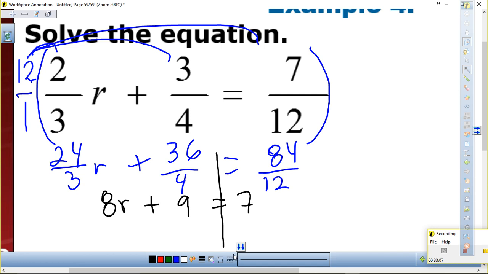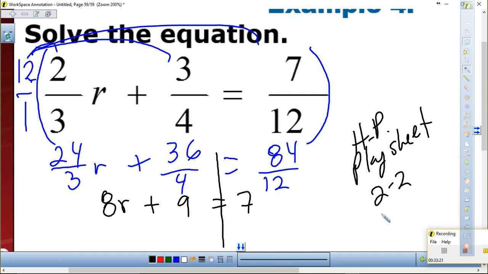The home play is over here. Home play for tonight is play sheet 2-2. Only do numbers 1 through 16. Only. Yes, today's special. Yay.